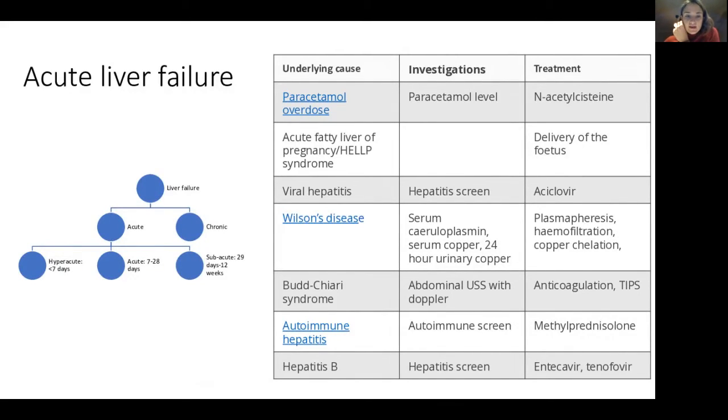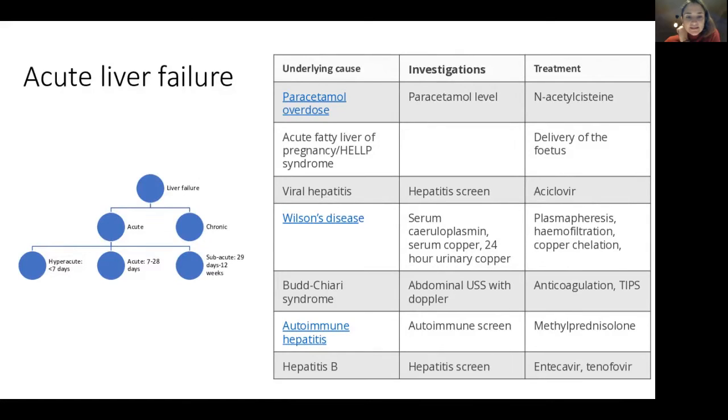With acute liver failure, there are some investigations you can do for the most common causes, and the slide also summarizes the appropriate treatment. So for a paracetamol overdose, you would do a paracetamol level. And then, as I'm sure you know, if the level of paracetamol is above the treatment line, then you would give treatment with NAC. If you have something like acute fatty liver of pregnancy or any of the hepatitis caused by pregnancy, the treatment for that is delivery of the fetus.